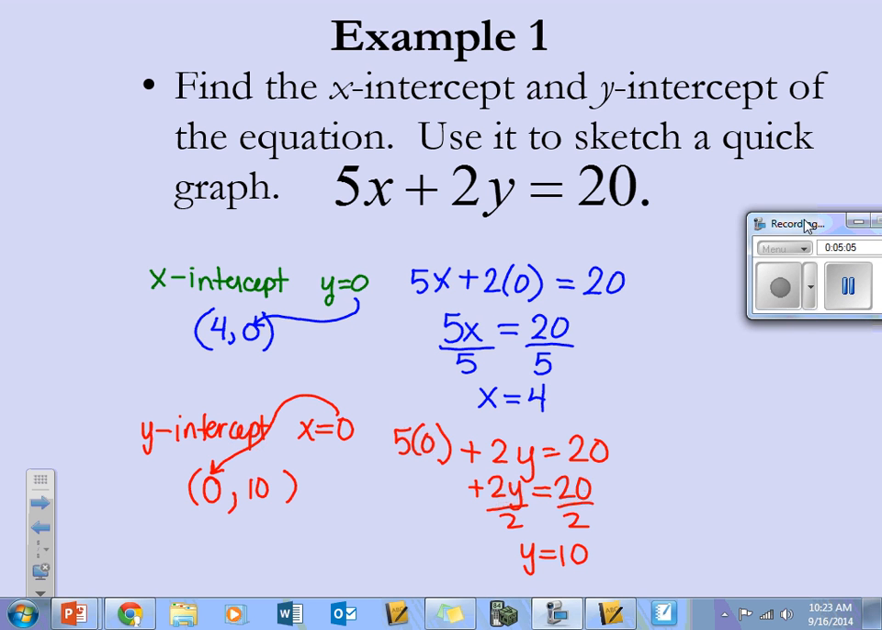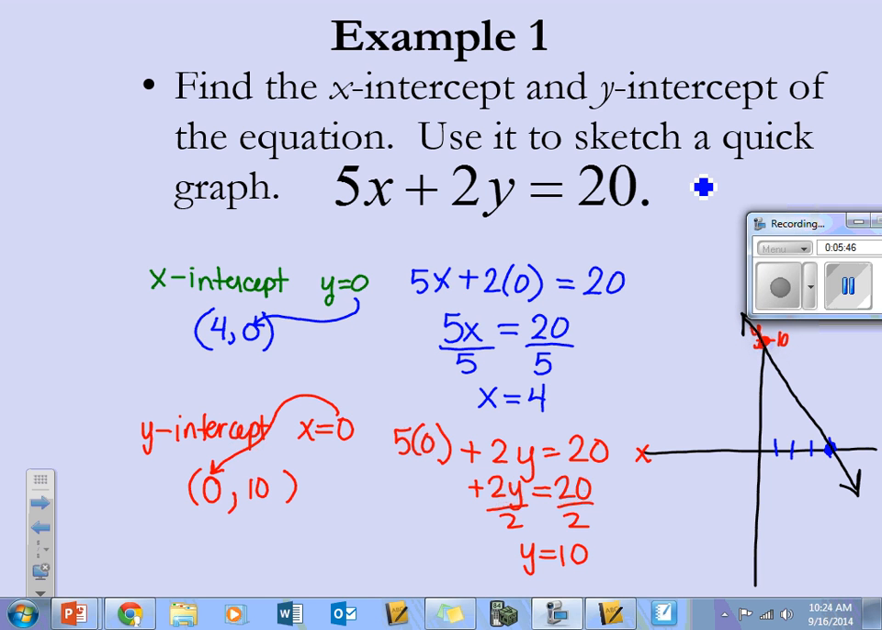Now, if we were going to do a quick sketch of that graph, we would draw a coordinate plane. This is our y-axis, this is our x-axis, and we would plot those 2 points. So (4, 0) is going to be right here, and (0, 10) is going to be 10 units up on the y, so 10 units all the way up. Okay, and then when I draw my quick graph, I can draw a line between those 2 points. 2 points make a straight line. That's my quick graph.